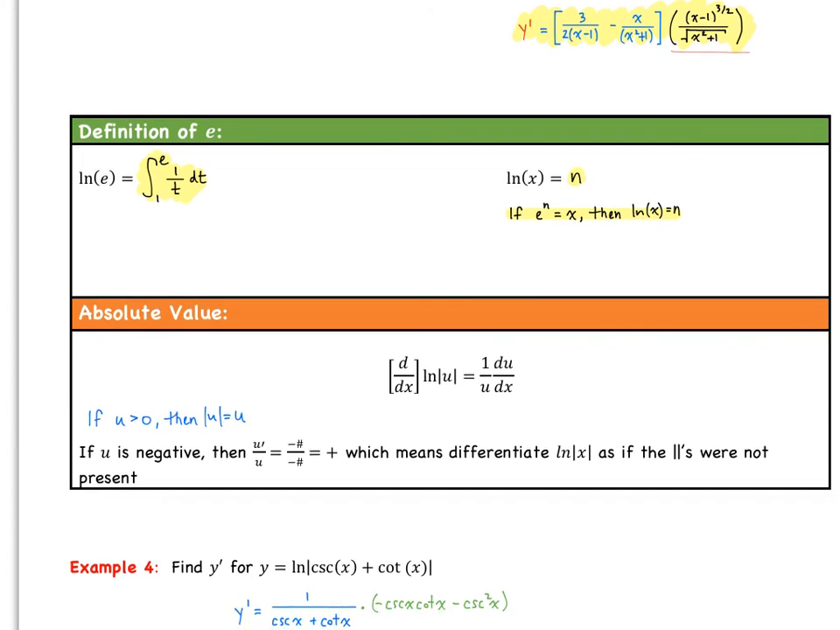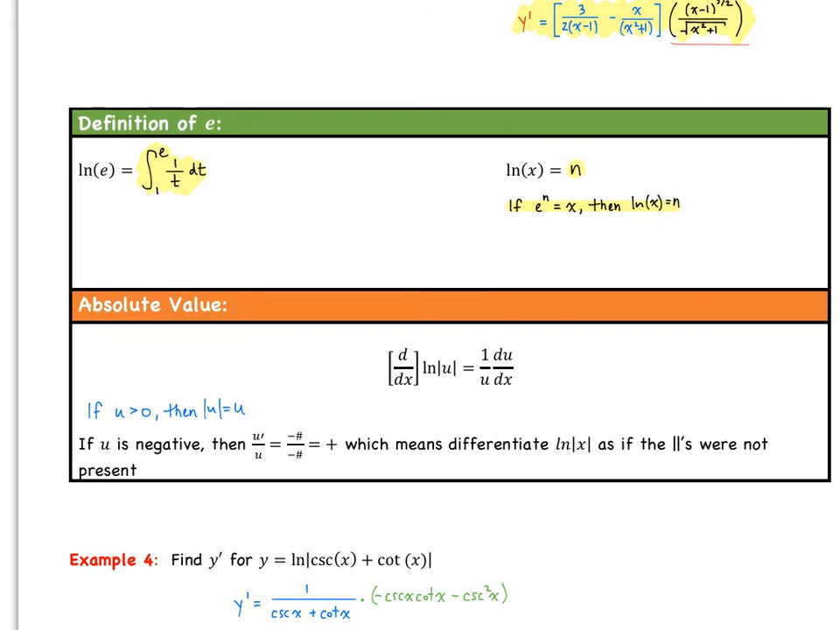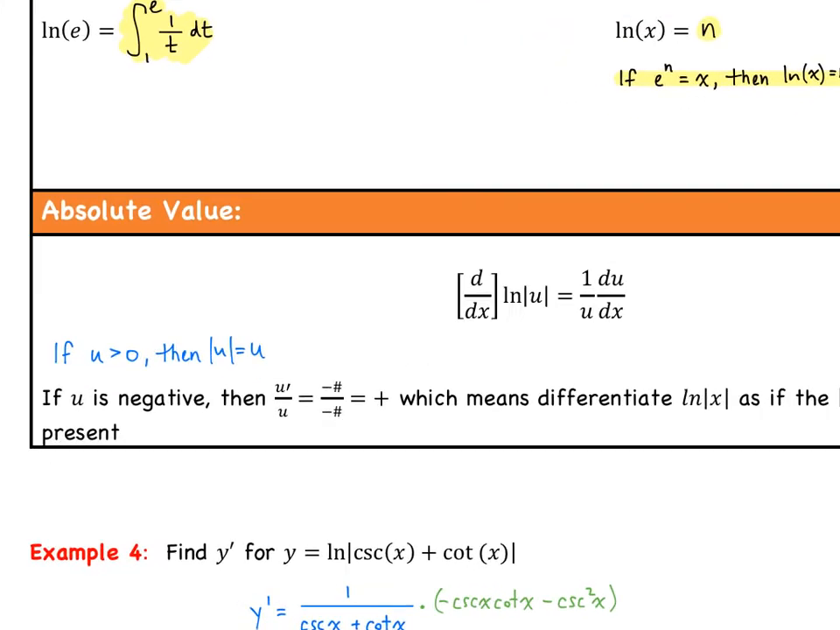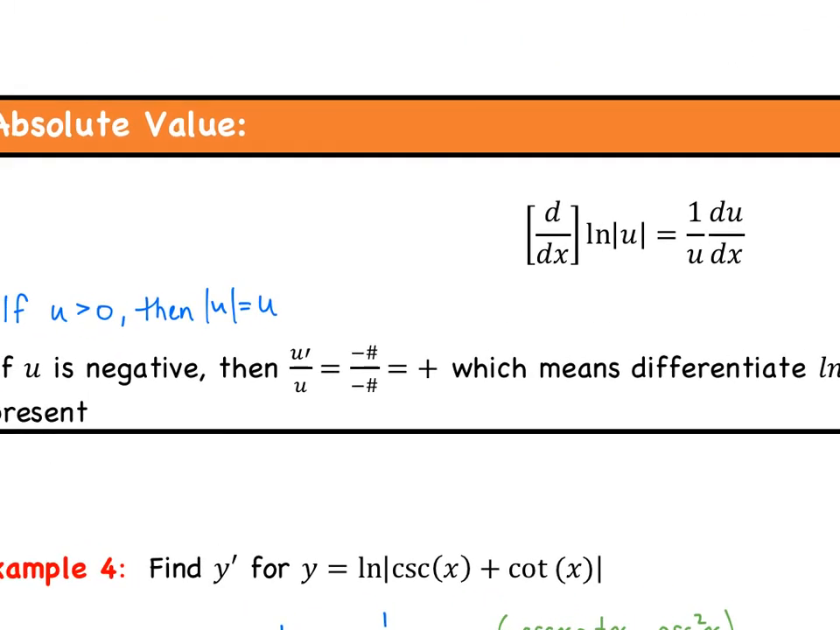However, let's go ahead and just practice this last example where we are finding the derivative of y, where y is equal to the natural log of the absolute value of cosecant of x plus cotangent of x. I want you to remember, we don't have to worry about those absolute value bars. Just go ahead and take the derivative. Go ahead and try it on your own and come back and check.